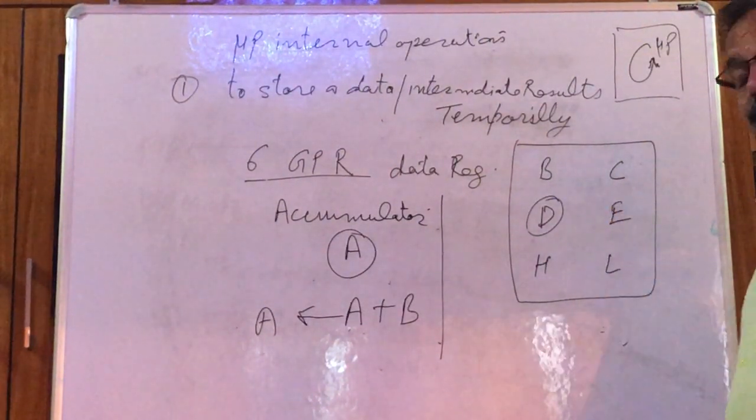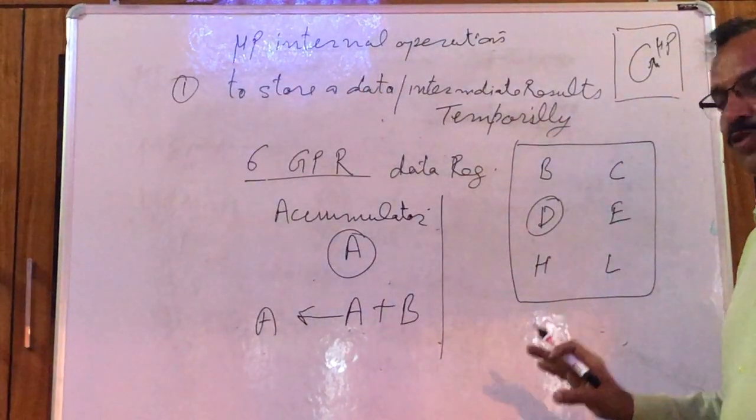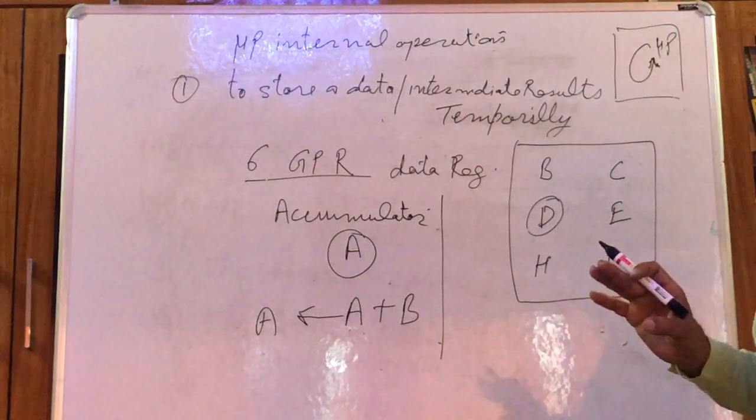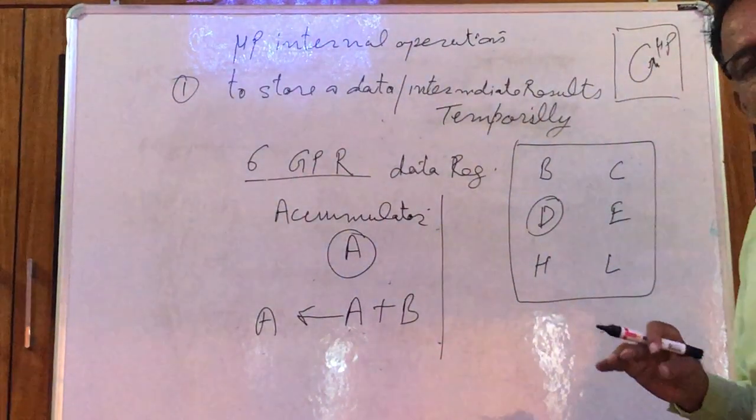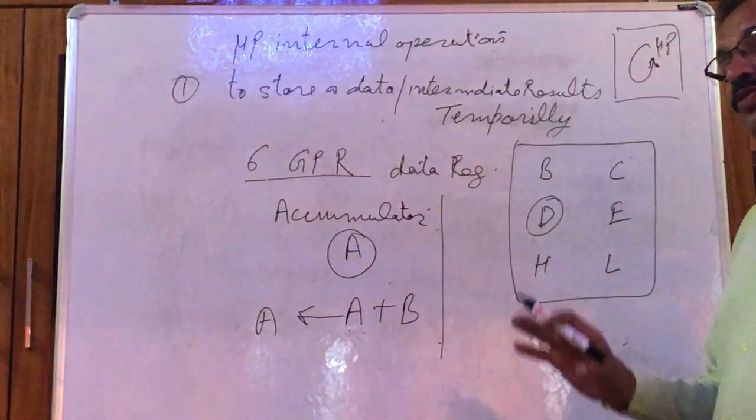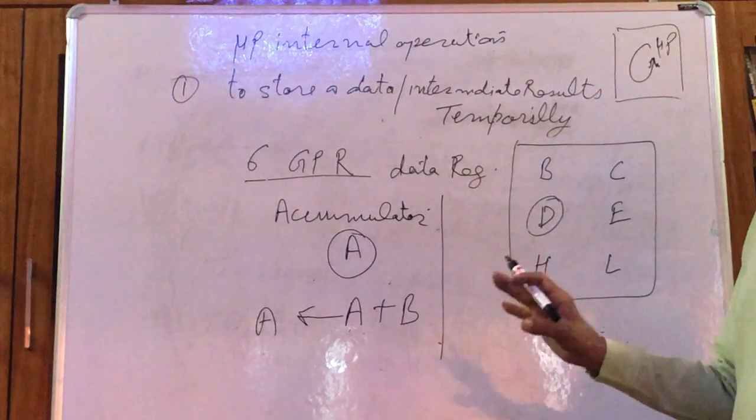No doubt 8085 is an 8-bit microprocessor. That means it can operate on 8-bit data. And that is why we have 8-bit registers here. But apart from being an 8-bit processor, it can perform certain 16-bit operations also.